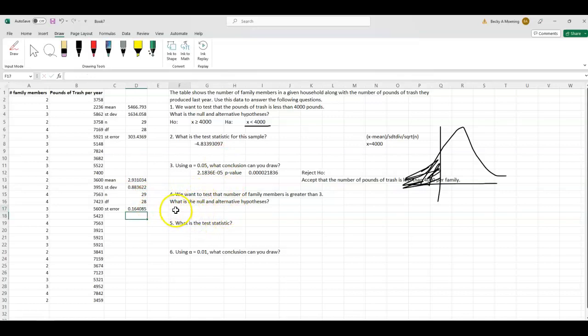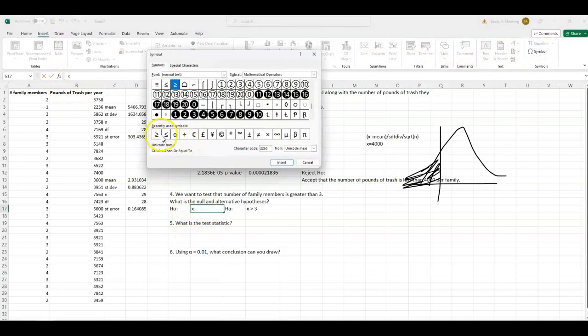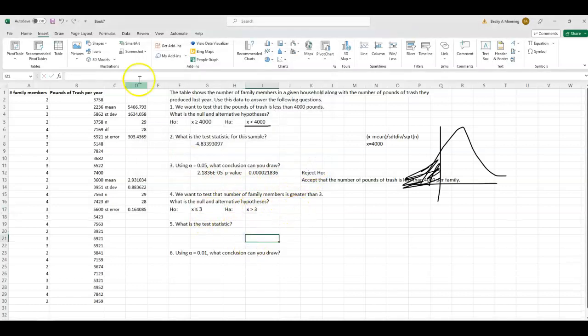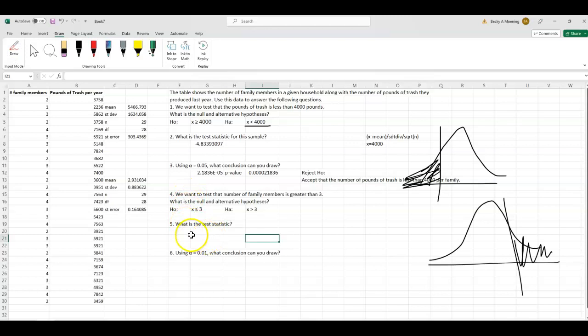Now let's answer the questions. Null and alternative hypothesis. So the alternative hypothesis, we are talking about greater than 3. So that means our null hypothesis is going to be, excuse me, our null hypothesis is going to be less than or equal to 3. So again, I look at my alternative hypothesis, it's greater than 3. So we're looking for a right-tailed test, just FYI.